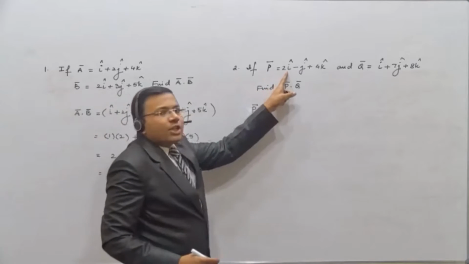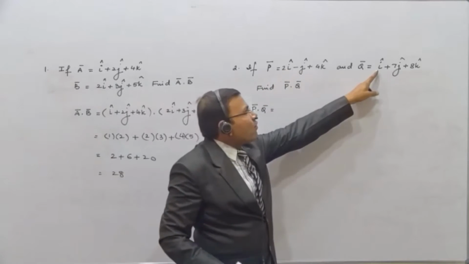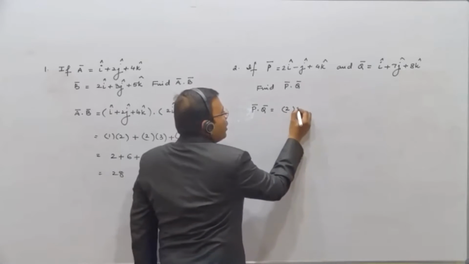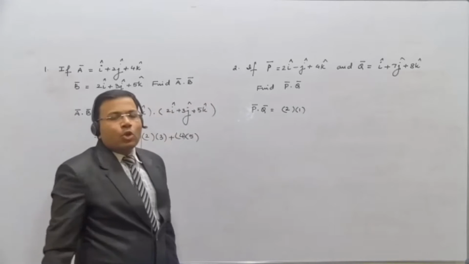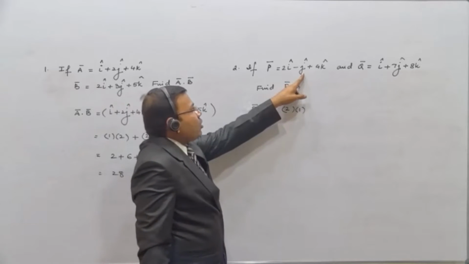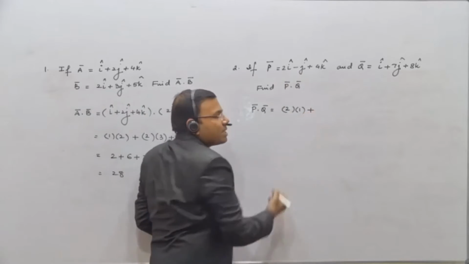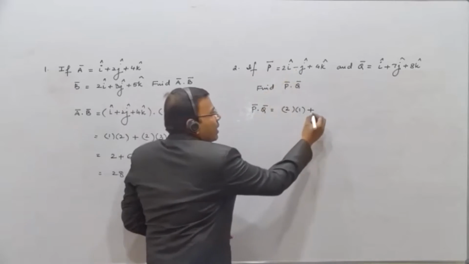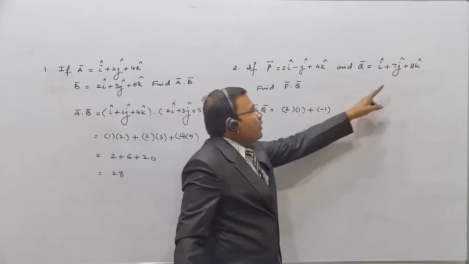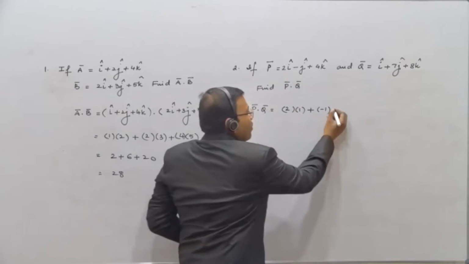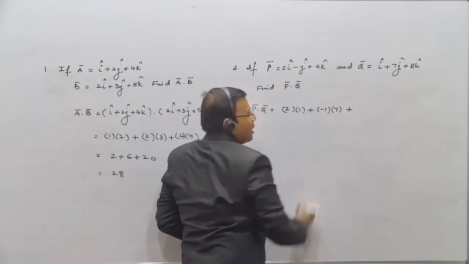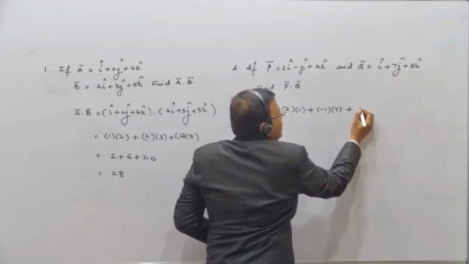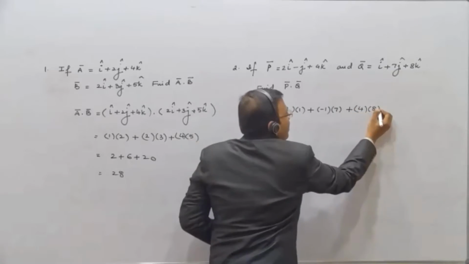Now, what is the coefficient of i here? It is 2, and the coefficient of i here is 1. Nothing is there means it is 1. So it is 2 into 1. Next, the coefficient of j, you always have to write plus, I said. The coefficient of j here is minus 1, that minus 1 I will write here. The coefficient of j here is plus 7, so I will write plus 7. Then again plus. What is the coefficient of k here? It is 4, and the coefficient of k here is 8. So it is 4 into 8.